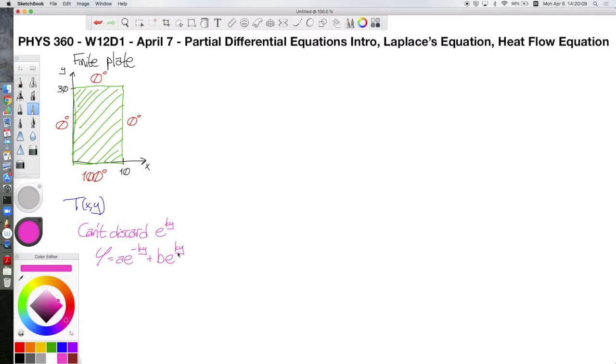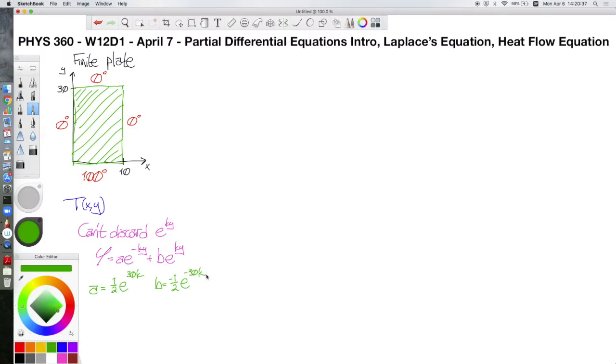Now, you could be forgiven for not being able to think of this next mathematical bit of trickery on your own, but it turns out that for the finite plate, it is easiest to do the following linear combination, where you take A to be 1/2 times e to the 30k, and you take B to be negative 1/2 times e to the negative 30k.